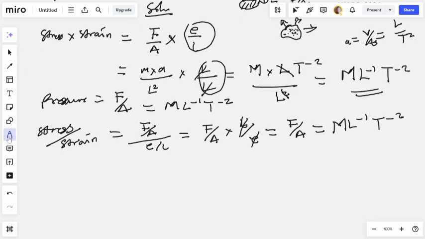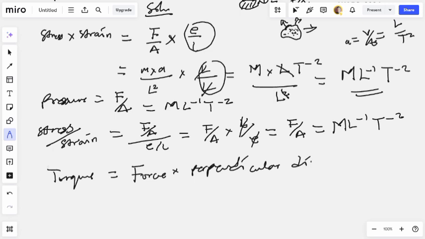Find the dimensional formula for torque. So if you define torque, torque is defined as the product of force times perpendicular distance. Force times perpendicular distance, which is F times L.